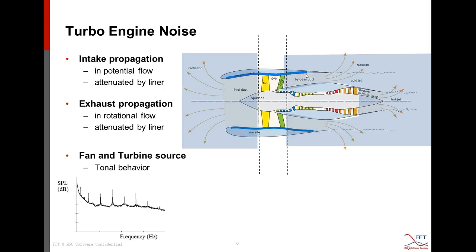And the sources here are mainly created by the rotating devices, either the fan or the turbine, and they all have a very tonal behavior, meaning that the sources are mainly remarkable at the blade passing frequencies of those rotating devices. So the task of reducing noise is mainly to design the acoustic attenuation that specifically works on these tonal frequencies.